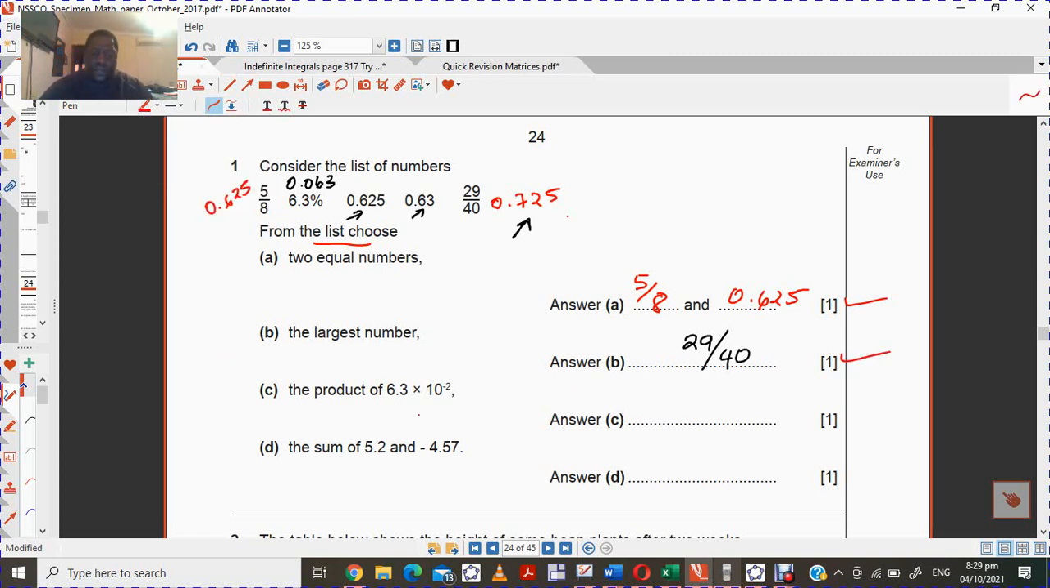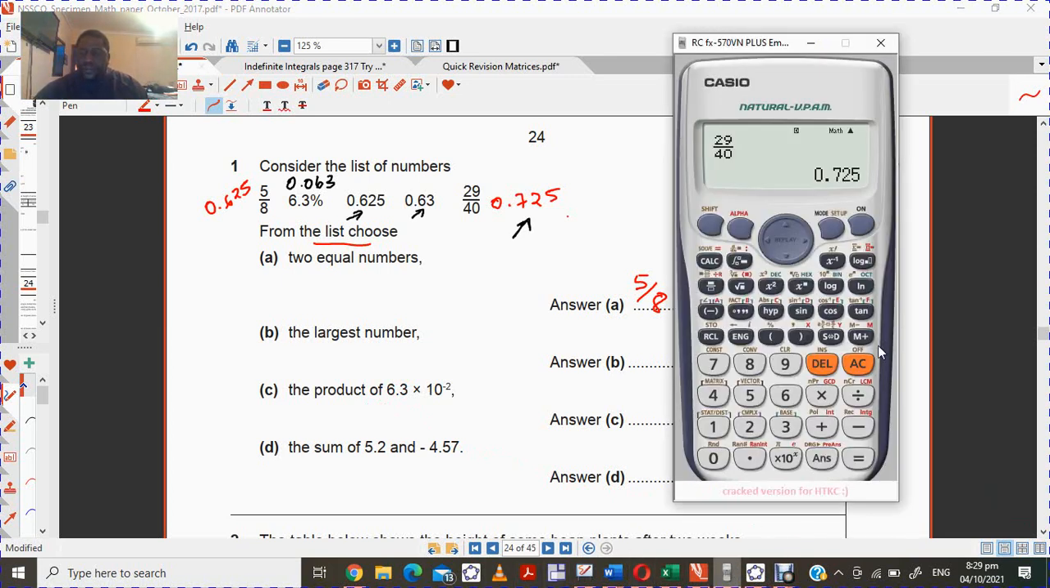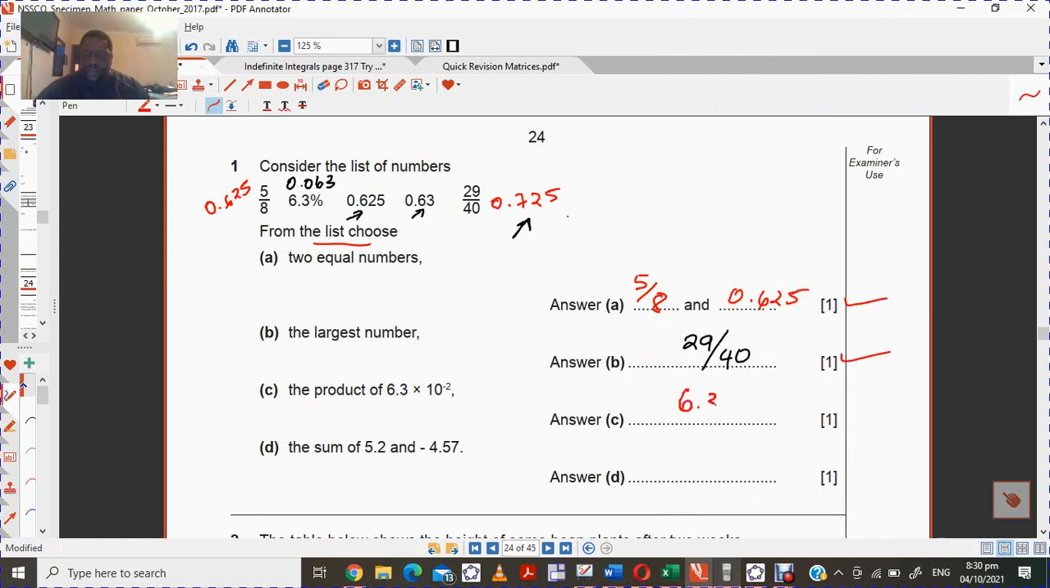Normally you can grab your calculator here. 6.2 times 10 raised to the power of -2. If I just bring out mine, it's 6.2 times 10 raised to the power of -2. All right, I've made a little mistake here, so I will just go back. It's supposed to be 6.3 rather. Okay, 6.3. So it's 0.063, which, as I can see, is the same as 6.3%. Here, 6.3%. It has to be a number on the list.